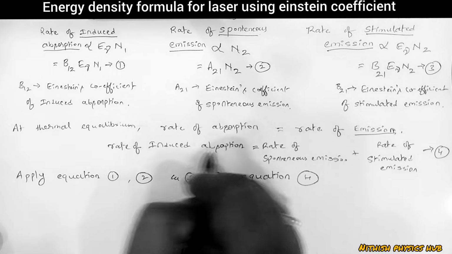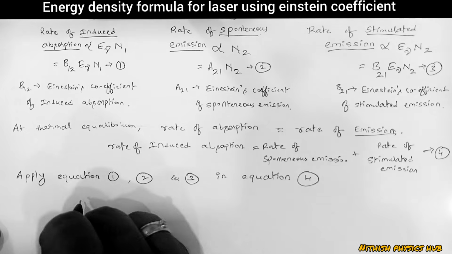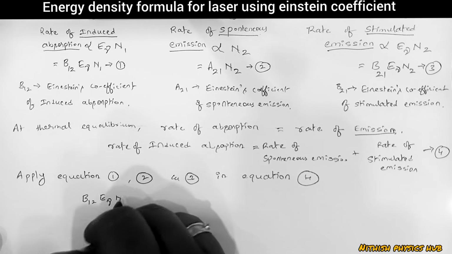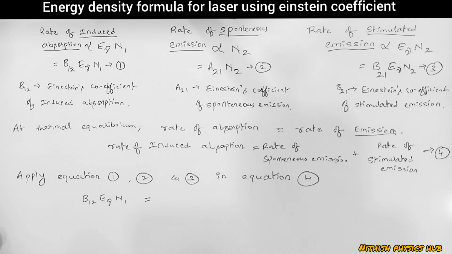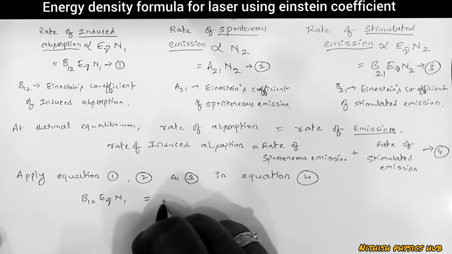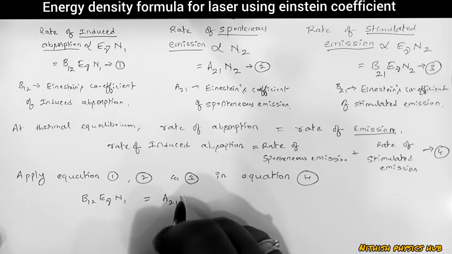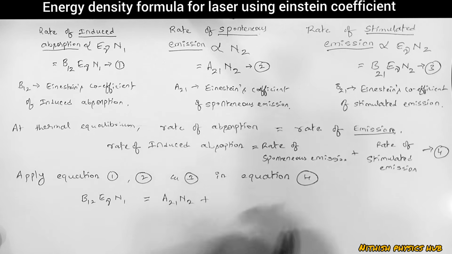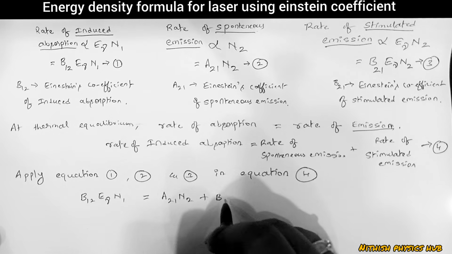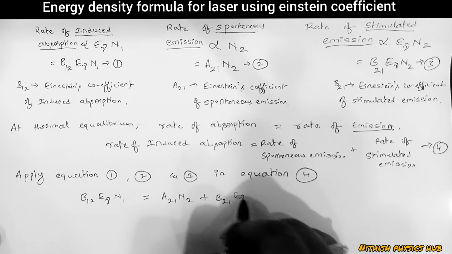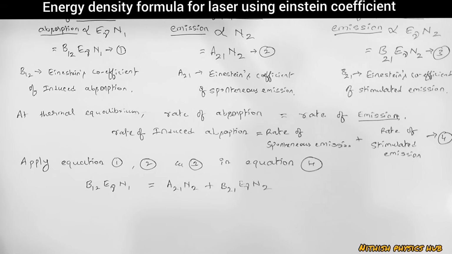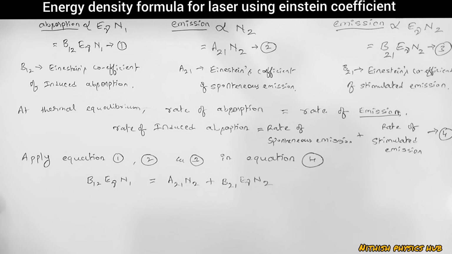So you know that the rate of induced absorption, what is the value? B12 E mu and N1 will be equal to the rate of spontaneous emission. This is the spontaneous emission, where A21 and N2 is the equation, plus the rate of stimulated emission, the equation which is representing is B21 E mu N2. So we will be writing the equation according to the requirement.